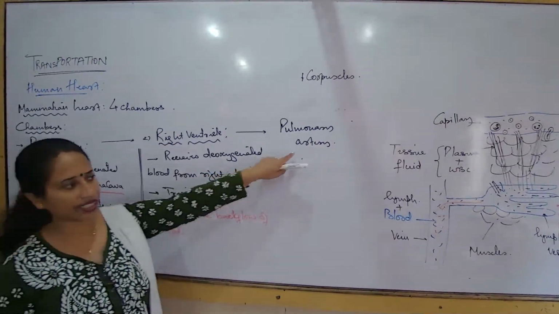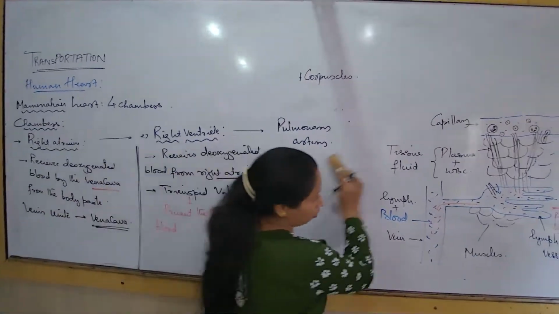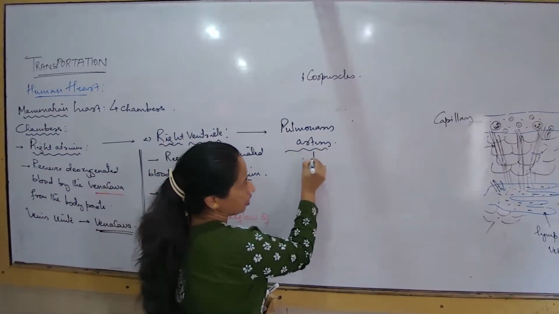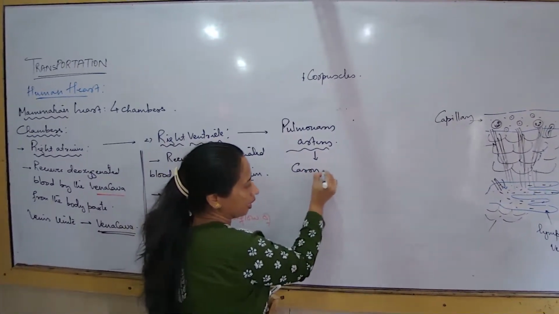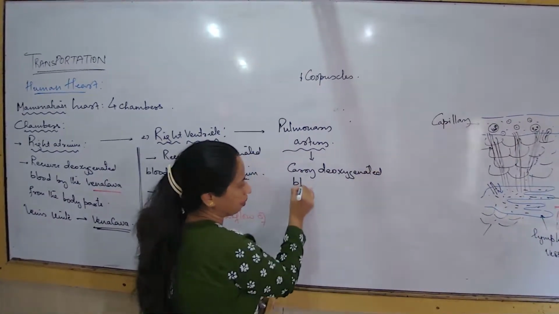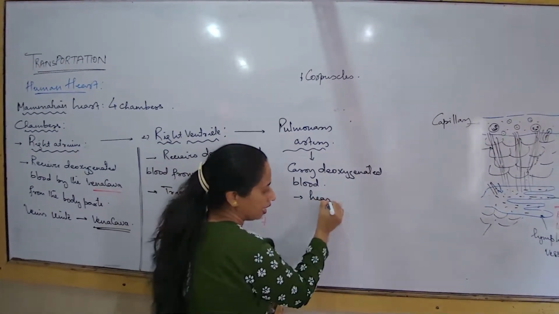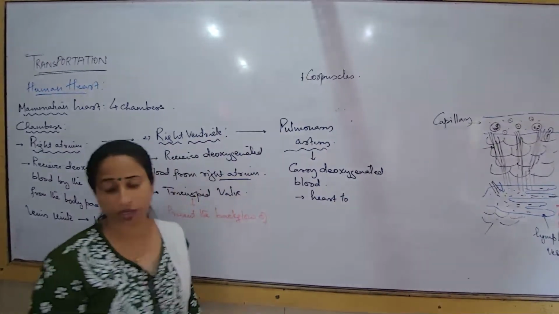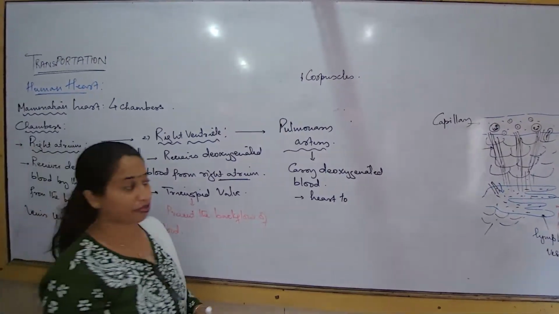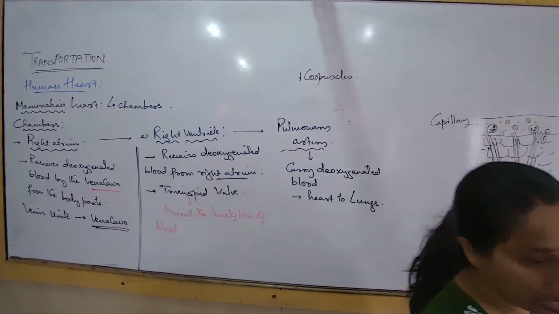Talk about the pulmonary artery. What are some features of the pulmonary artery that you should remember? What type of blood does it carry? Deoxygenated blood. From where to where? You have studied this with respiration. From the heart to the lungs. It is carrying blood from the heart to the lungs.